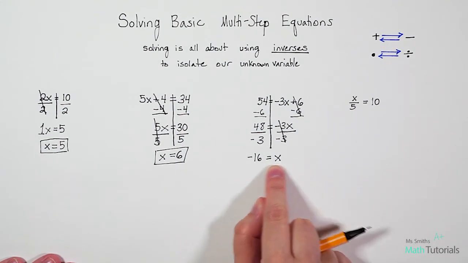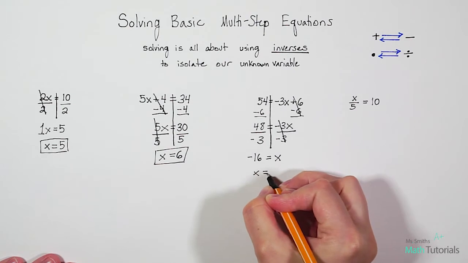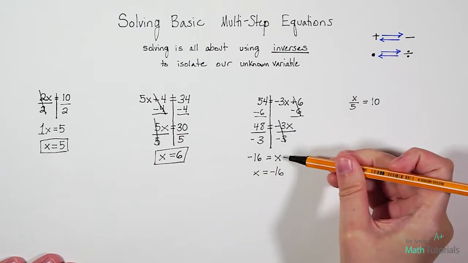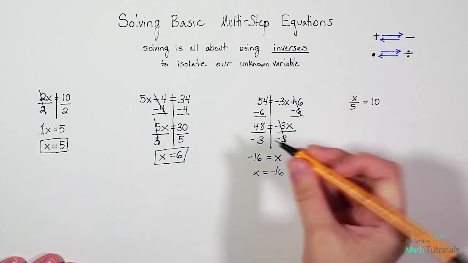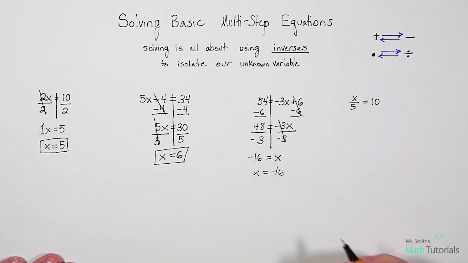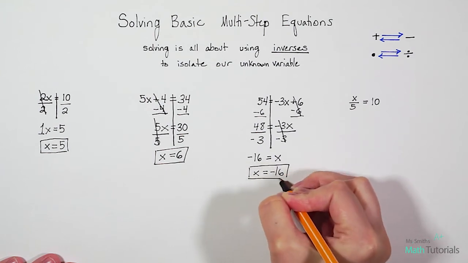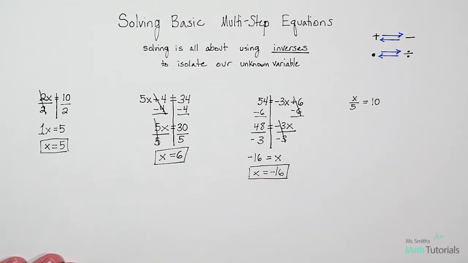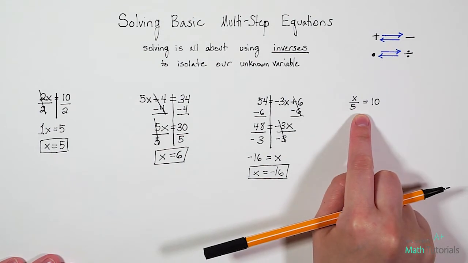And you may not like the way that looks, to be honest. I like to go ahead and flip this and say x is equal to -16, but it really doesn't matter. Both of these say the exact same thing. So we could absolutely box this and be done with it, or we could rewrite it how we like to see it with the x first. Either way is fine.